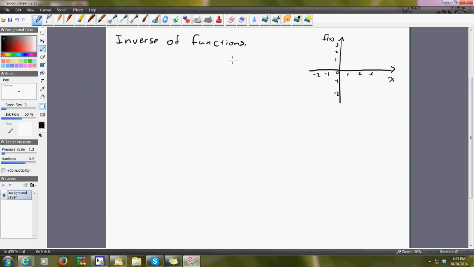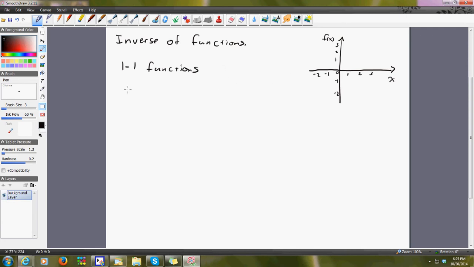Here's a lesson on inverse of functions. Before I get started with this, you need to know one other thing, and it's called one-to-one functions. A function doesn't have an inverse unless it's a one-to-one function. What a one-to-one function is, it means for every x value, there's exactly one f of x value.